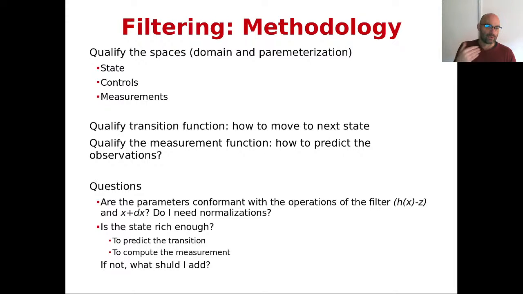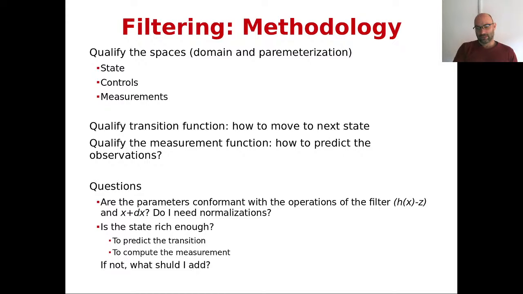And so a reasonable thing would be to introduce this element in the state and to carry on this estimate, maybe using an identity as a transition function for the time difference. So the question is, is the state rich enough to predict the transition and to compute the measurement? And if not, what should I add? And if I add something, how do I evolve this something? Okay, this is regarding the filter.